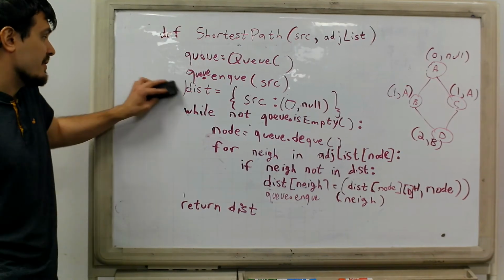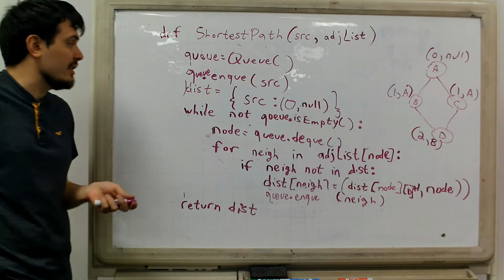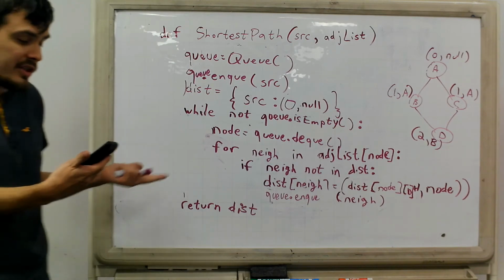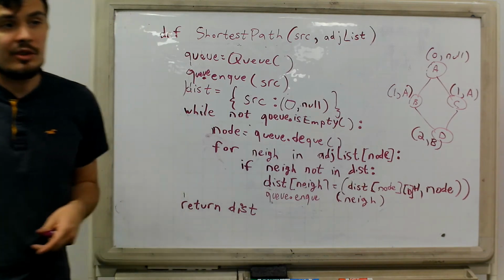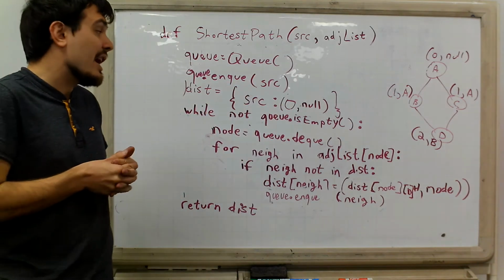Yeah, weighted is going to be a different algorithm called Dijkstra's. It is a generalization of this, but it takes a little more effort to solve this problem for weighted graphs. This is just for unweighted graphs.